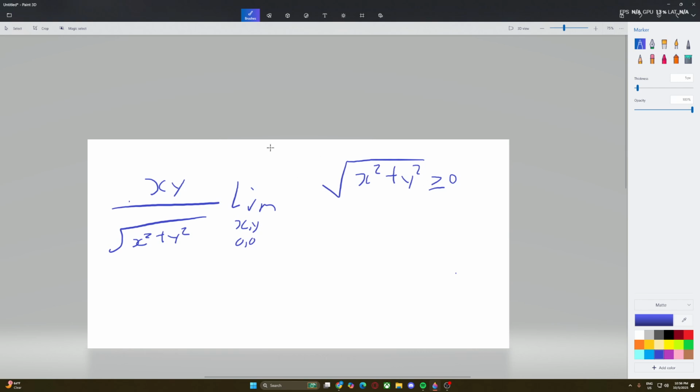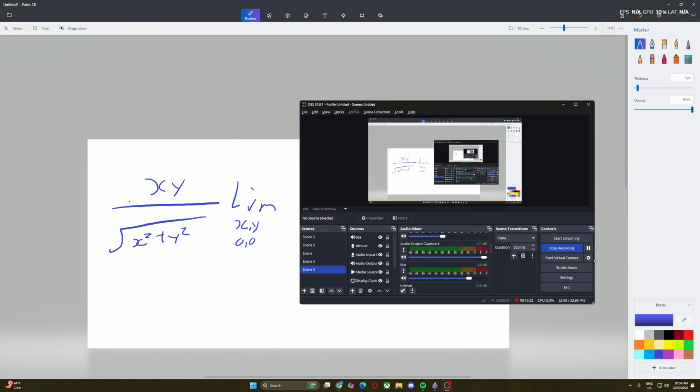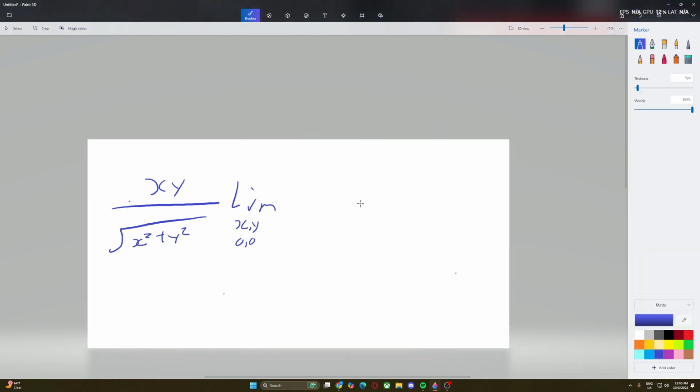Okay, so then we should know that this x squared plus y squared term probably shouldn't be 0, because if we plug in 0, it would be 0 over 0. You know the type. Less than or equal to.